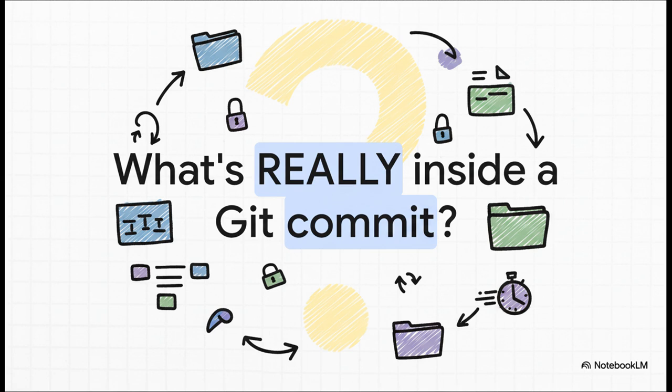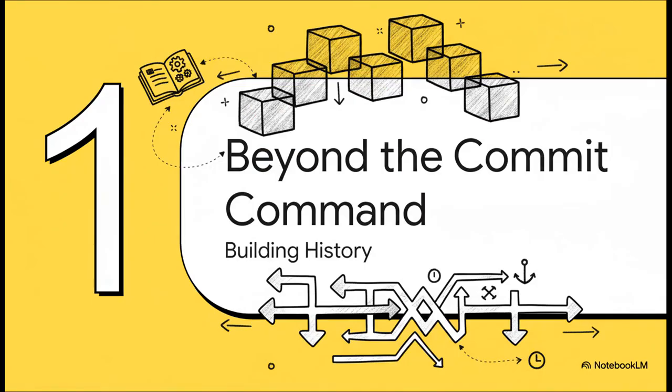So that's the big question for today. What is really inside a Git commit? On the surface, it feels like just saving a file, but it's so much more than that. And by the time we're done here, you'll see the elegant design that makes Git so mind-blowingly fast and reliable. Because a commit isn't just a save point. Every single time you make one, you're forging another link in a permanent, verifiable chain of your project's history.